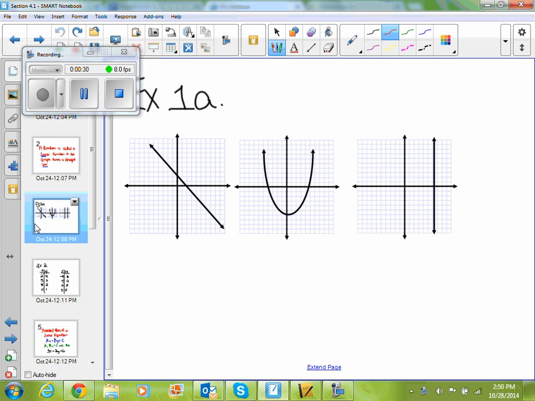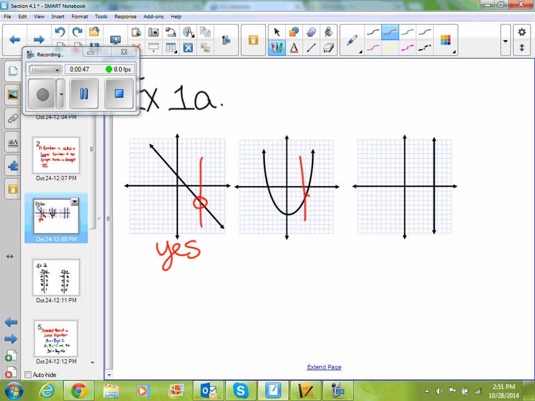Okay, so if I look at my first graph, does this pass my vertical line test? Yes, it only crosses once, so it passes my vertical line test. Okay, is it a straight line? Yes. So is it a linear function? Yes. Perfect.